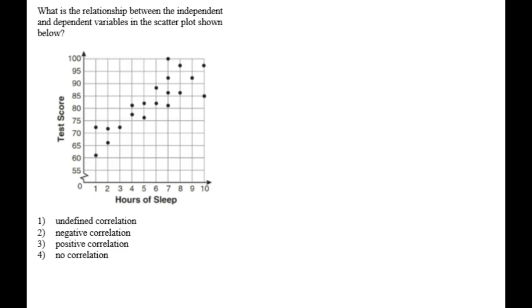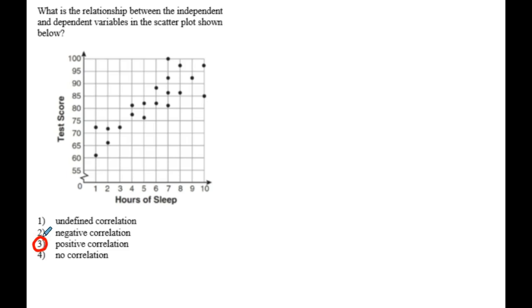Now to the next example. What is the relationship between the independent and dependent variables in the scatter plot shown below? As our independent variable on the x-axis, we have the hours of sleep, and the dependent variable along the y-axis is the corresponding test scores. We can see as the number of hours of sleep increases, the test scores increase as well. So as one variable increases, the other increases. That represents positive correlation.